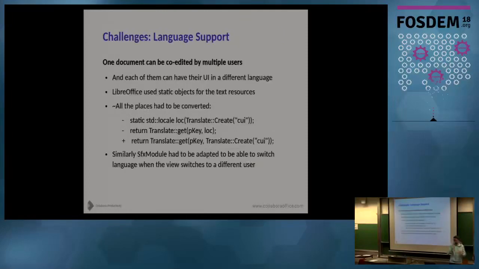So after all this was done, we thought that we have won, but not yet. There were additional challenges. One was language support. The thing is that one document can be shared by multiple users, and one of them has the UI set in English, and the other has it in Czech. And what to do? Well, as you know, LibreOffice itself, when you change the language, tells you that you cannot change it now. You have to restart LibreOffice. So we had to overtake that.